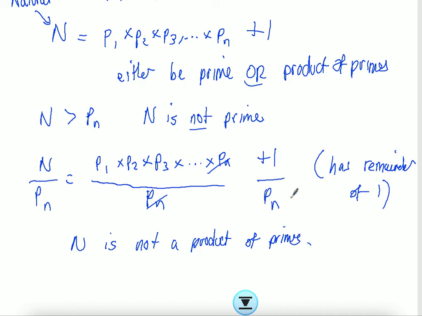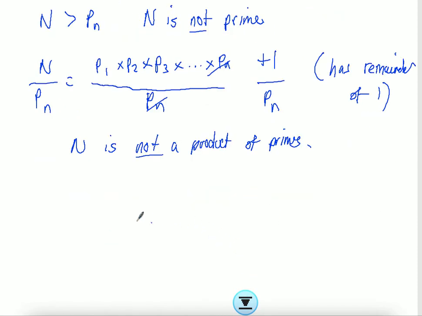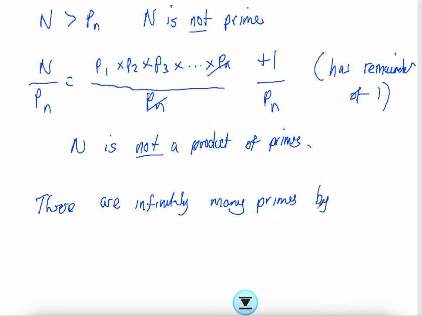So we've now shown that it's not prime and it's not a product of primes. That doesn't make any sense whatsoever because every single natural number is either prime or a product of primes. So that suggests to us that there are infinitely many primes by contradiction.